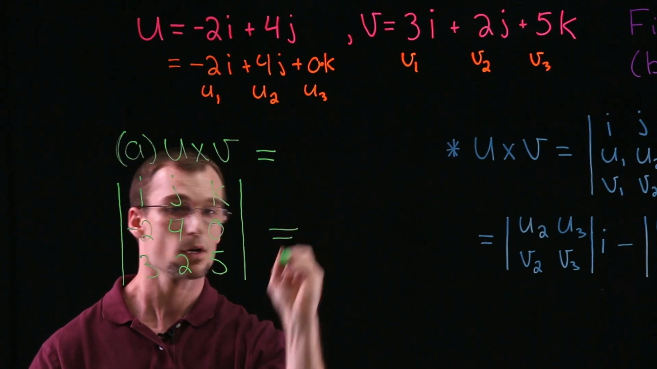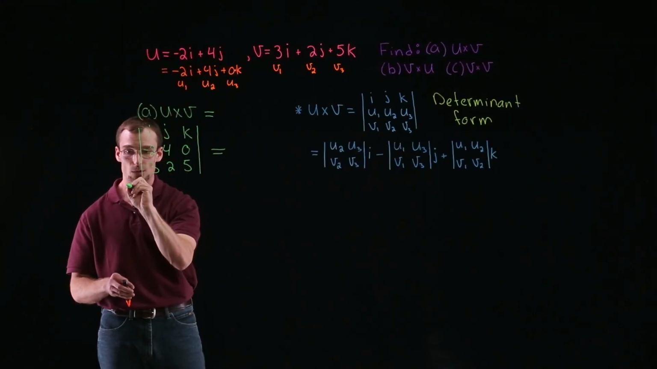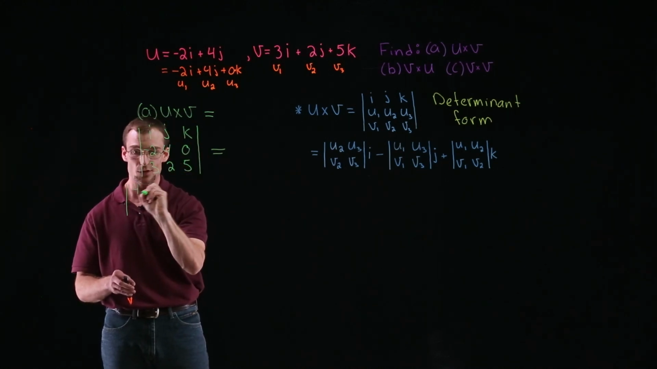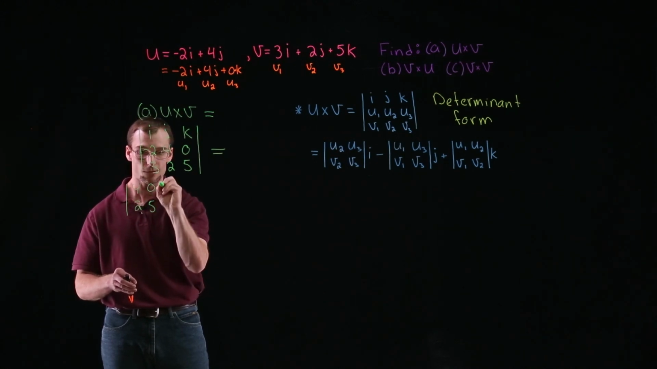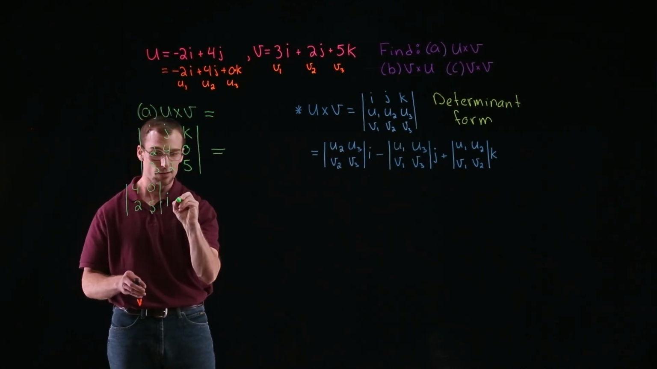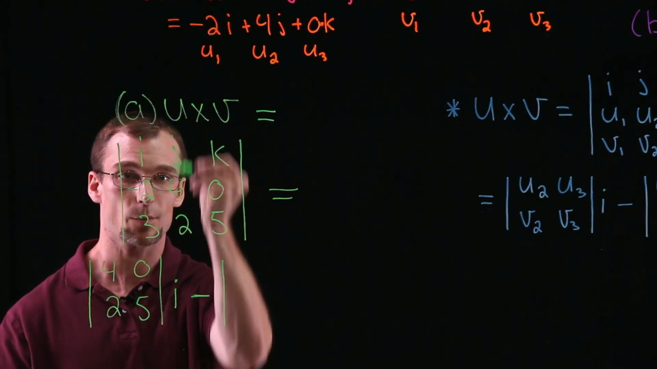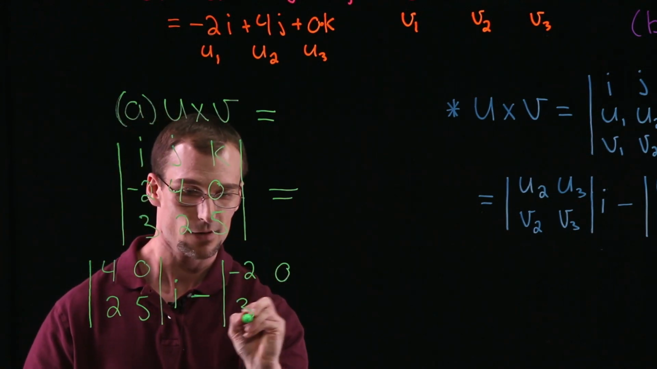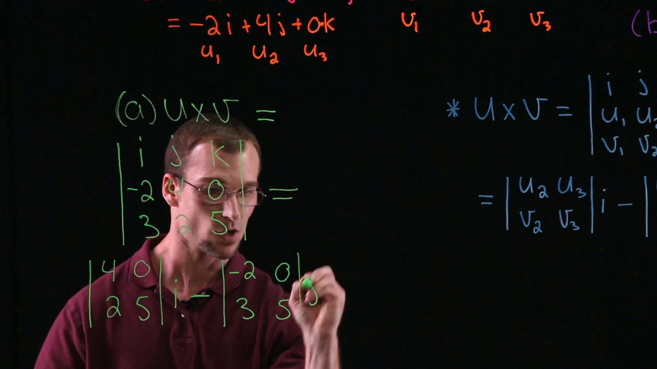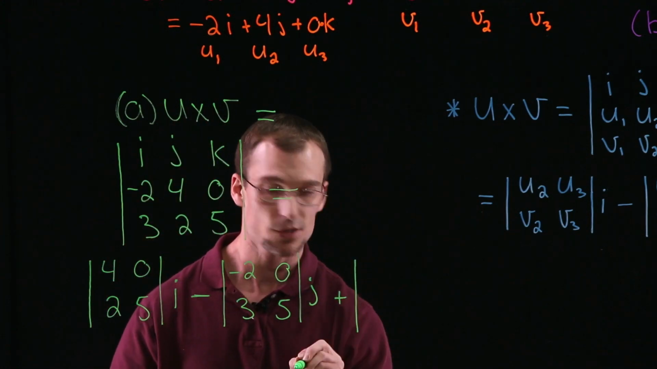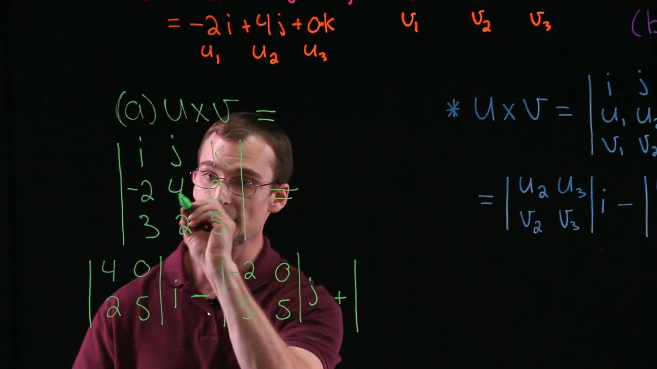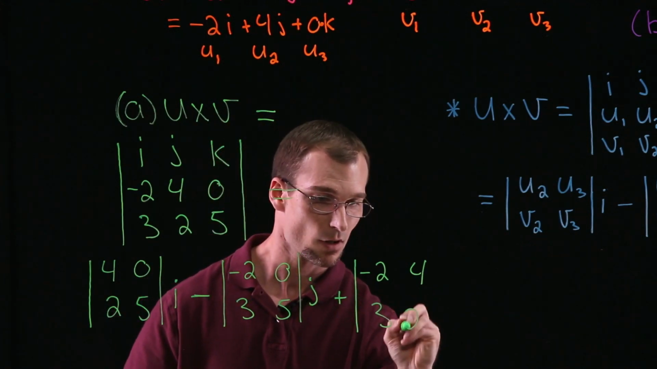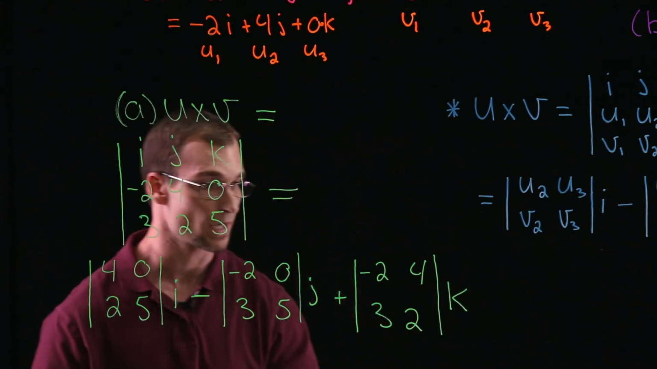Now, covering up the i column, we take the determinant of the little 2 by 2 matrix that's left, with entries 4, 0, 2, and 5, times the component vector i, minus the determinant covering up our j column, leaving negative 2, 0, 3, and 5, times our component vector j, plus the determinant covering up the last column, giving negative 2 and 4, and 3 and 2, times our component vector k.